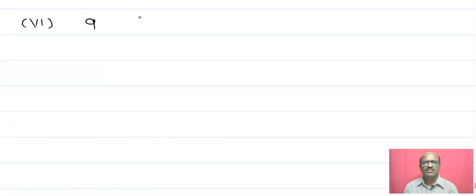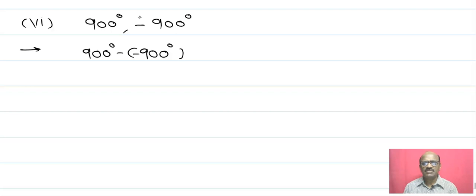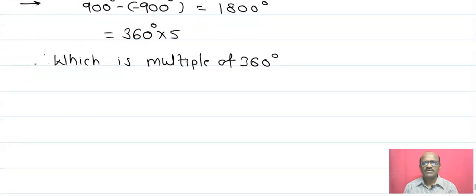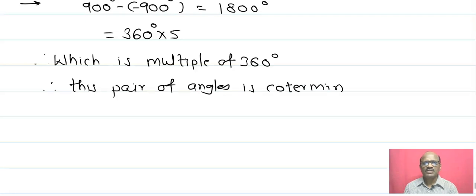Now next, number 6: 900 and minus 900, that is 900 degrees minus (minus 900 degrees), and it comes to 1800 degrees, which is a multiple of 360, that is 360 into 5. This pair of angles is coterminal.